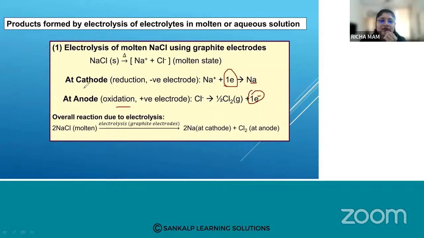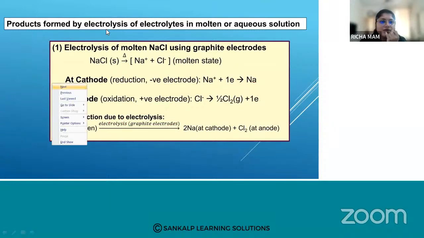Whatever electron is gained at the cathode is supplied from the anode. The electron which is lost over here is taken up in the reduction reaction. So what is the overall reaction? You have to add up the cathode and anode reactions to get the overall cell reaction occurring by electrolysis. So 2 NaCl gives you 2 Na plus Cl2. So this is the reaction.